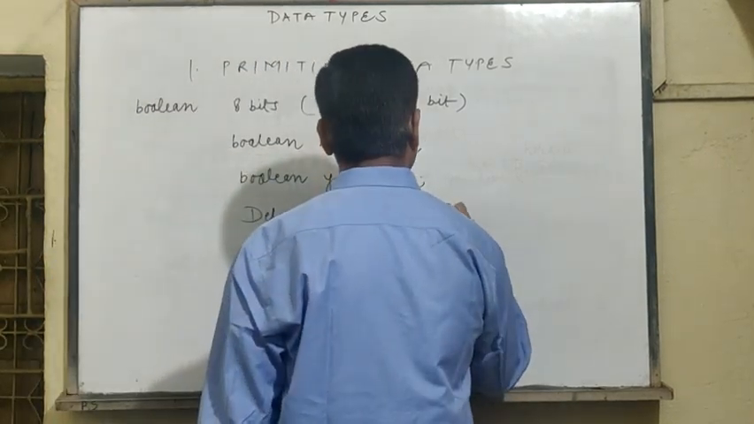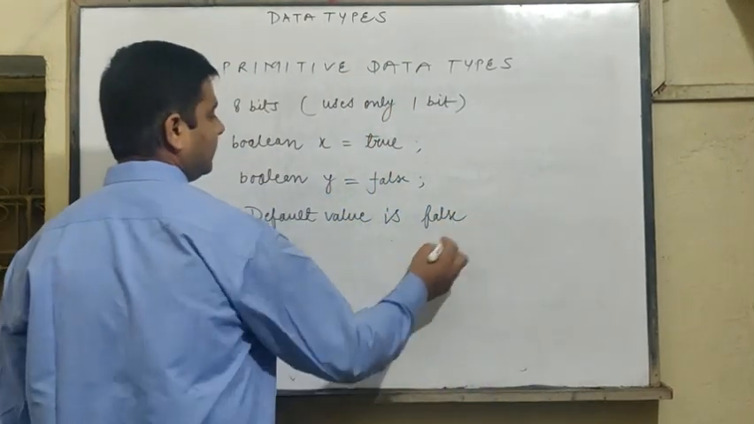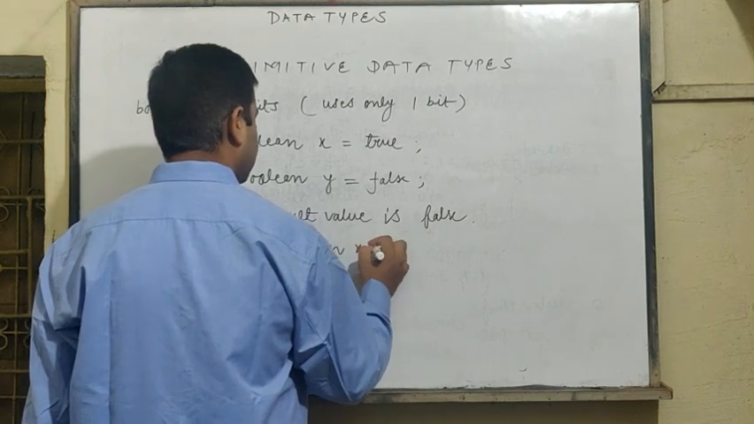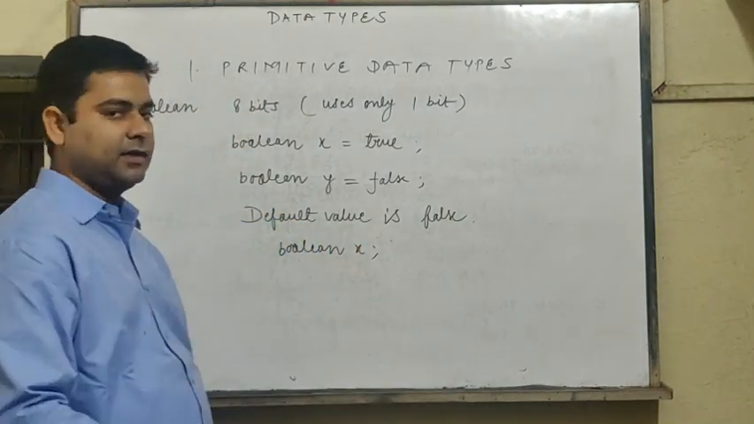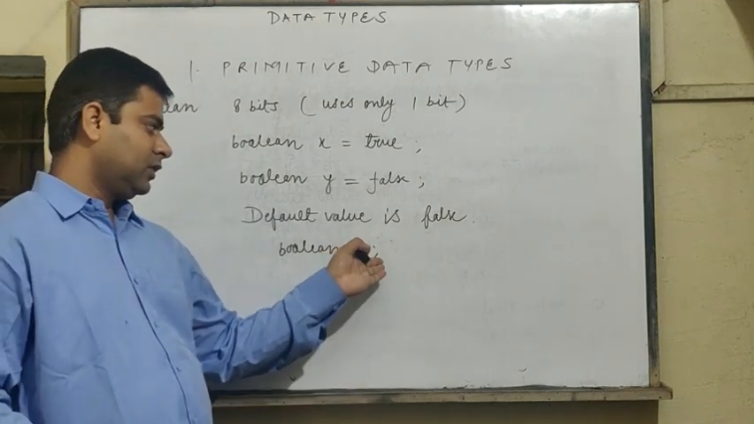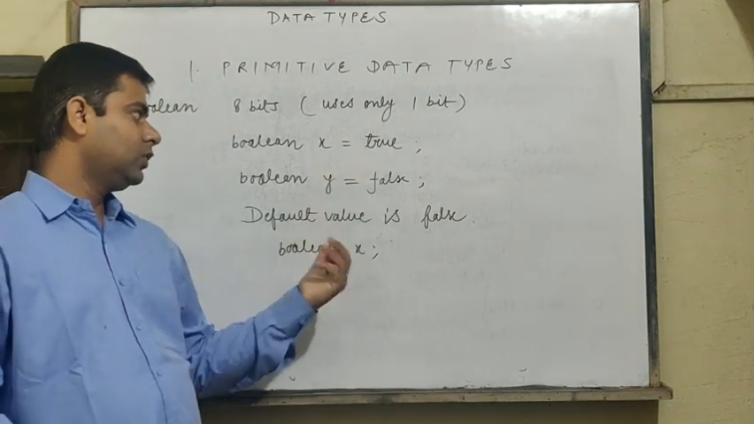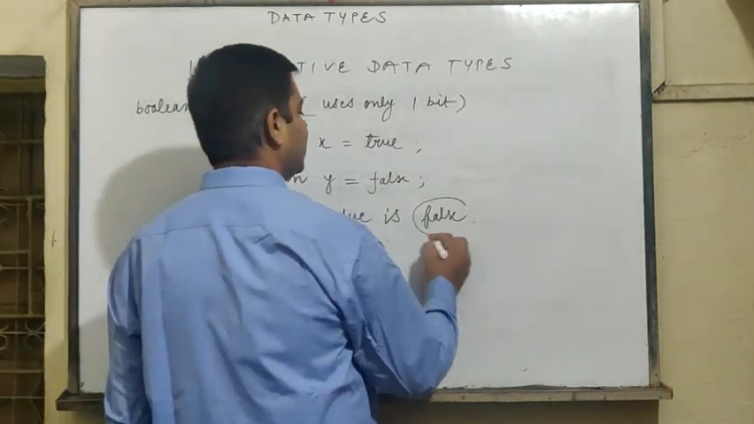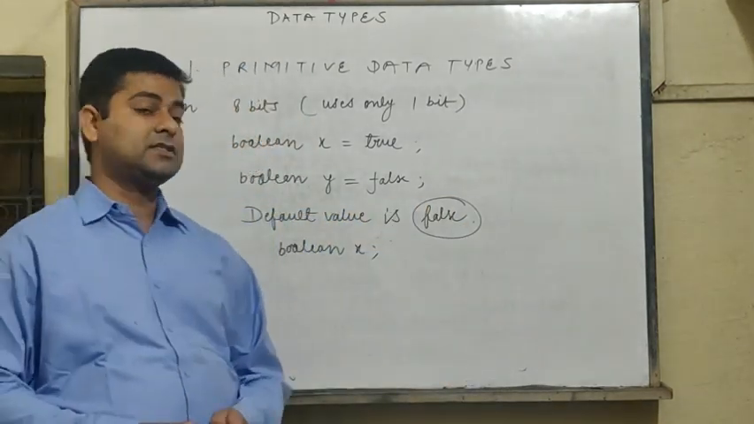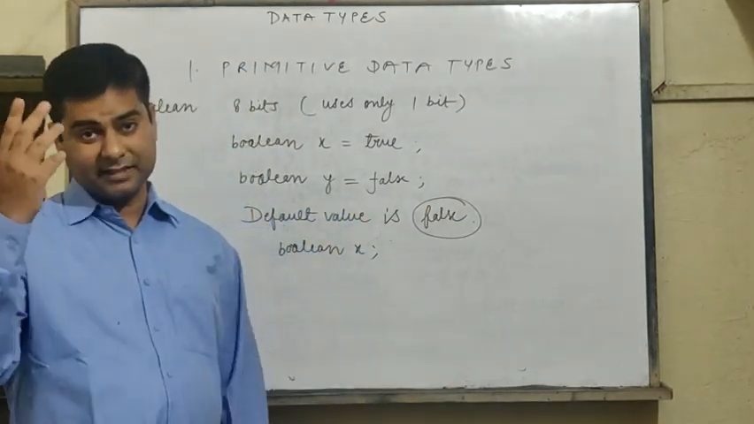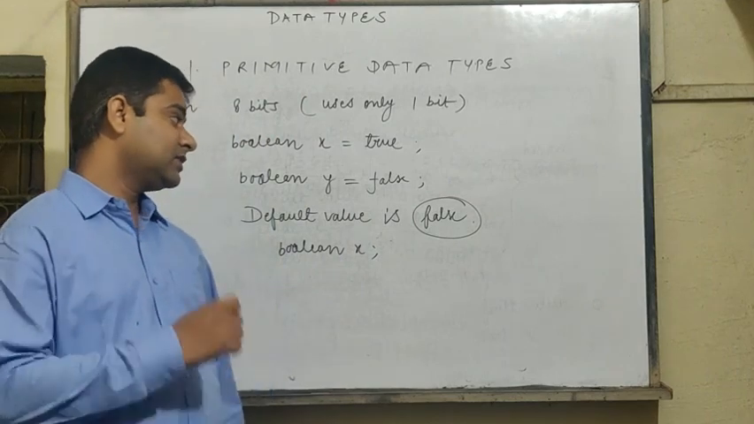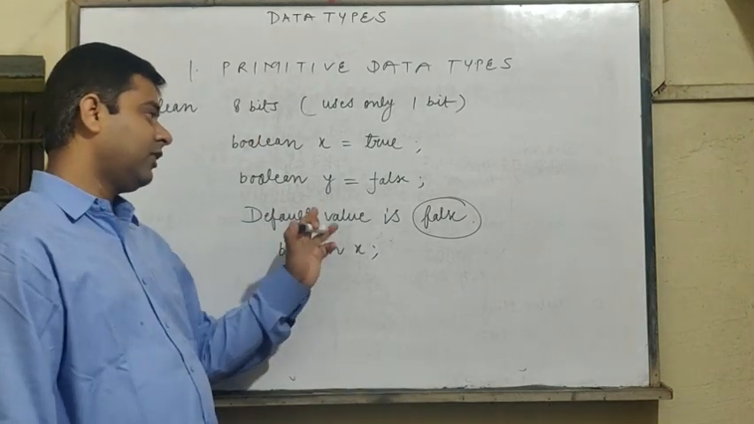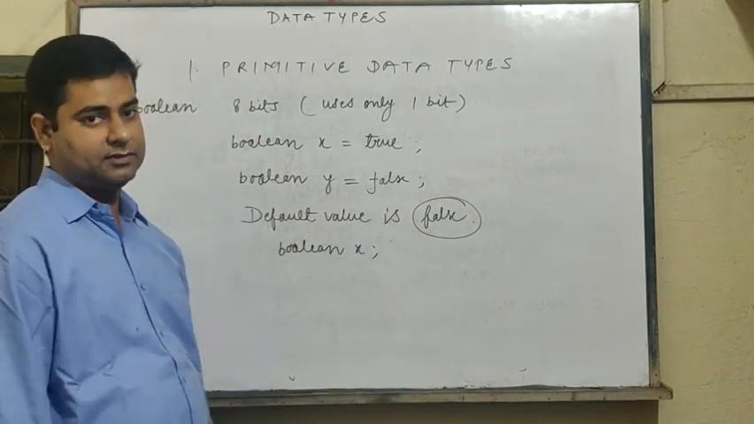The default value is false. It means if you are not initializing a Boolean type variable, if you have written boolean x directly, and neither you are storing true nor false, then in that case it will automatically take a false value. So its default value is false. This question was asked in the class 10 board examination 2017: what is the default value of the Boolean data type? The default value of the Boolean data type is false. Just keep it in mind.